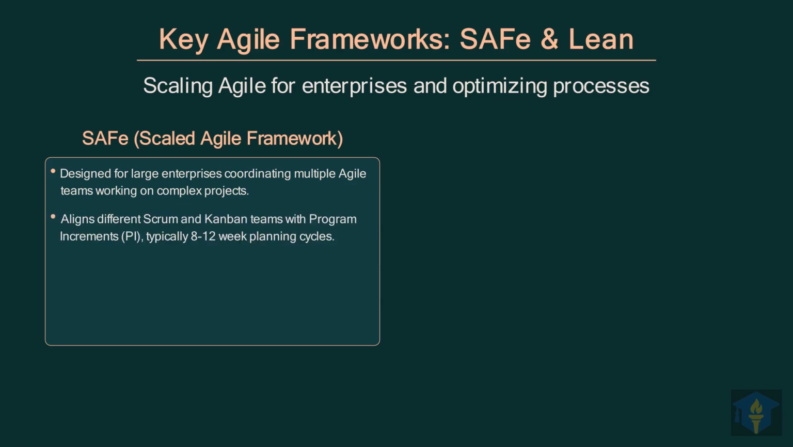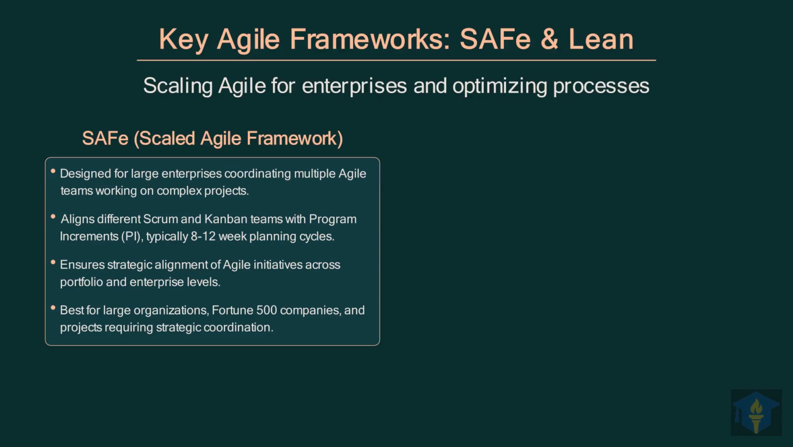It aligns Scrum and Kanban teams using program increments, typically 8 to 12-week planning cycles. SAFe ensures strategic alignment of Agile initiatives across both portfolio and enterprise levels efficiently. It's best for large organizations, Fortune 500 companies, and projects needing extensive strategic coordination.